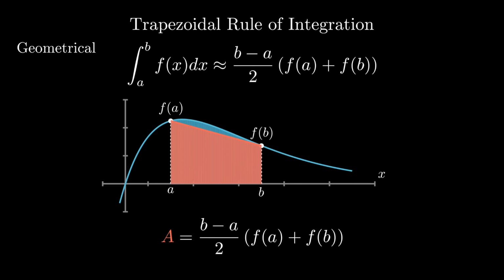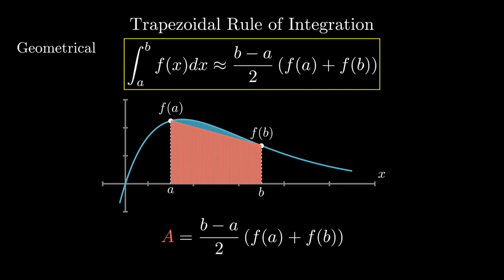That is, integration from A to B f of x dx is approximately equal to upper limit minus lower limit by 2 times the sum of the function value at lower limit and upper limit. We get the area without integration just by calculating f of A and f of B and using them in the formula. It is very convenient.